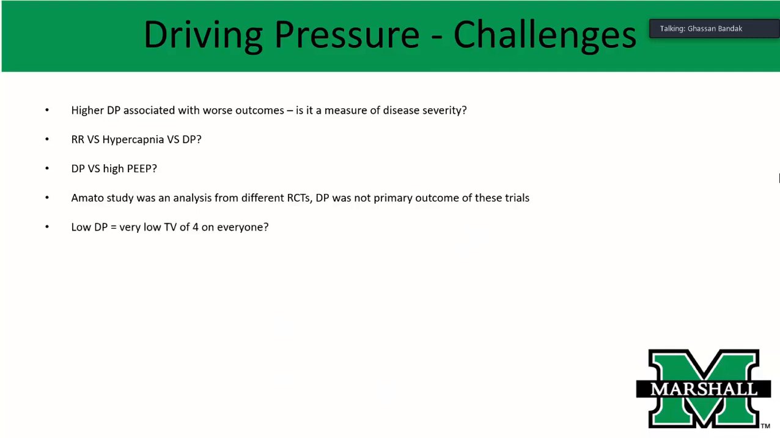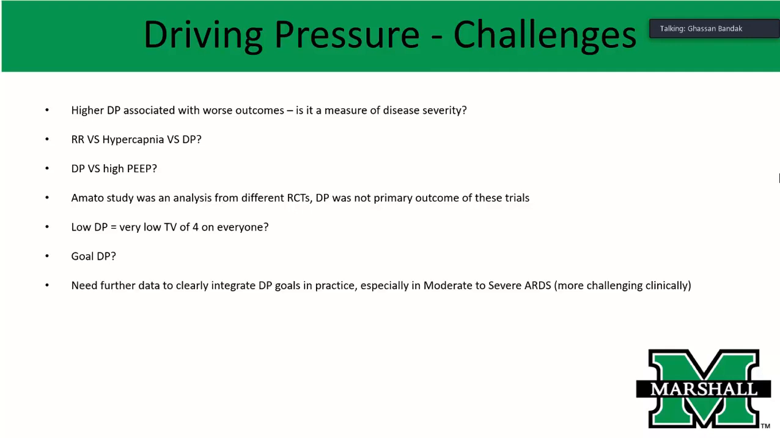Now, we can say we're not going to target driving pressure. We're just going to put everyone on 4 mL per kg and see what happens. Because if you put everyone on 4 mL per kg and you say, I'm not going to go lower, then you don't care about driving pressure. That's the least driving pressure you will have. Okay? And again, what is the optimal goal driving pressure? We don't know. So we need further data to know how to integrate the number.